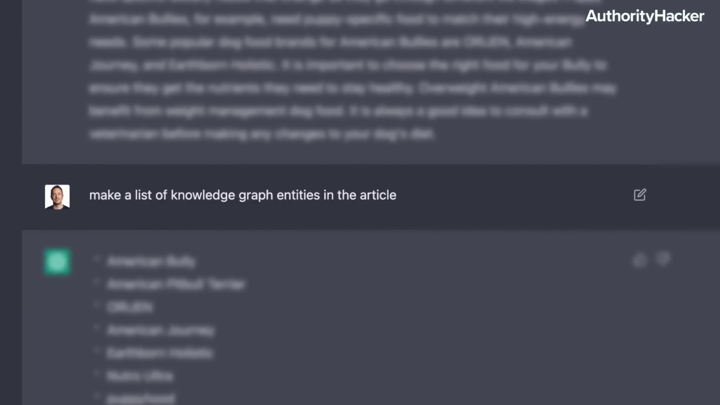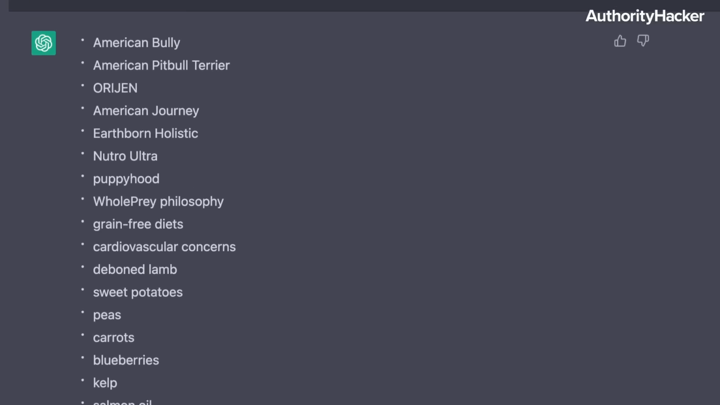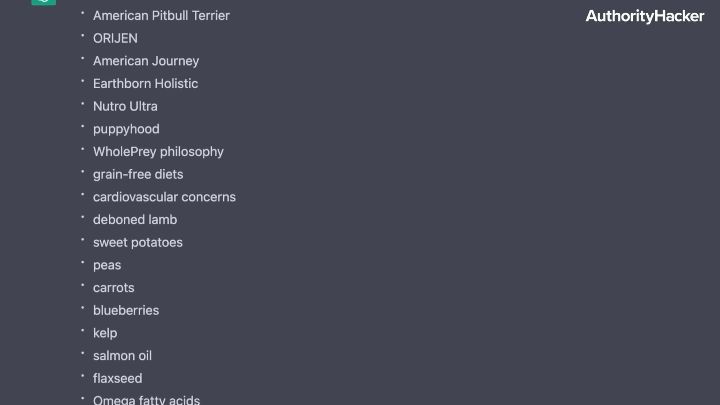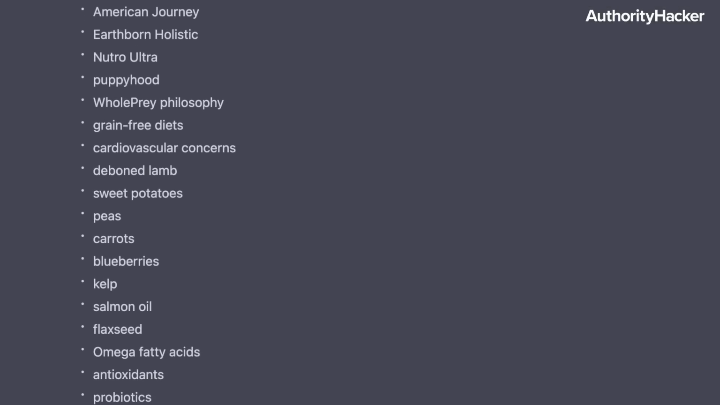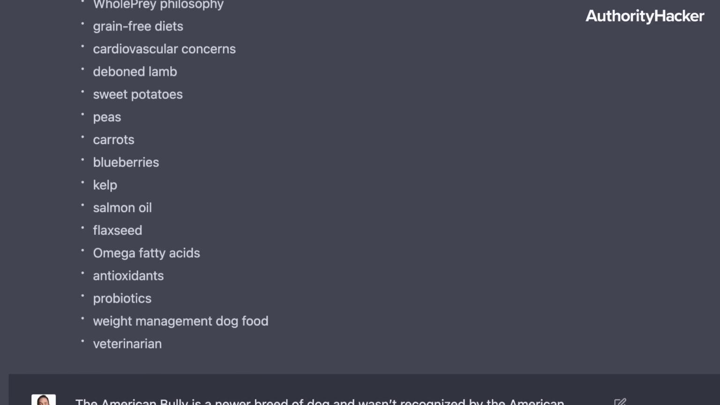But basically I was like, okay, make a list of knowledge graph entities in this article. And it just made me a bullet list. So there was origin, American journey, peas, carrots, blueberries, salmon oil, flaxseed, basically a bunch of topics that were talked about, probiotics, etc. Then I pasted another article and I was like, what knowledge graph entities are missing from this article that were in the previous one? And so it found the knowledge graph entities in the last article I pasted.